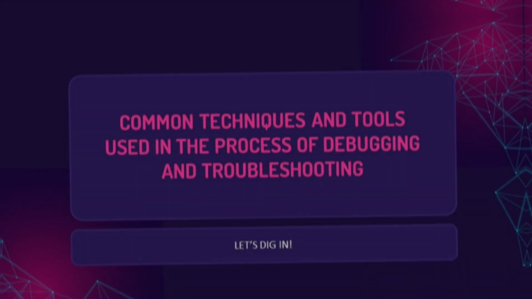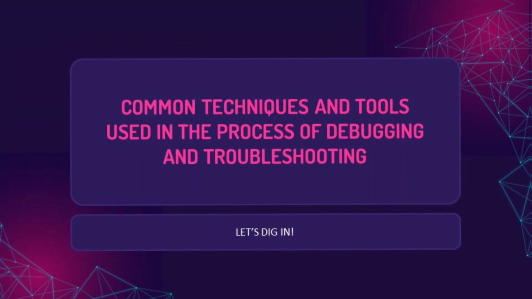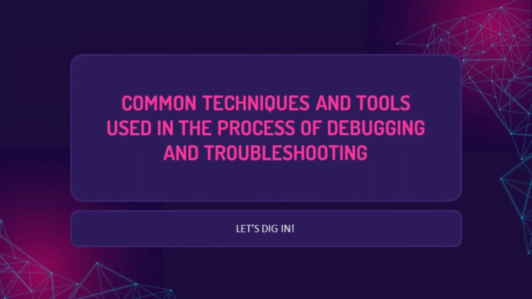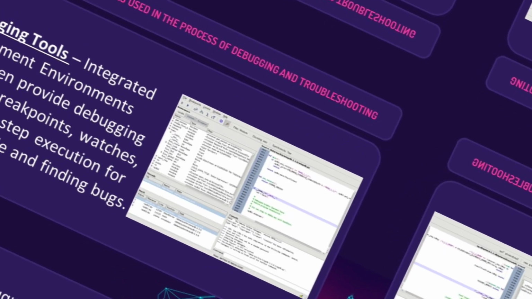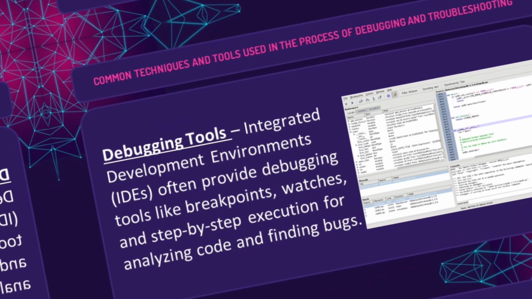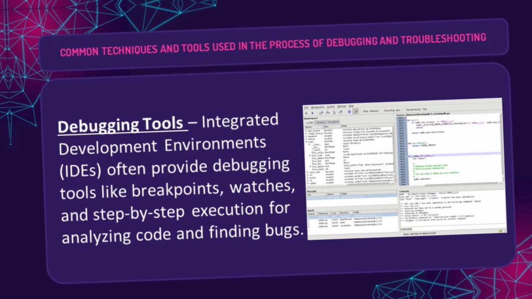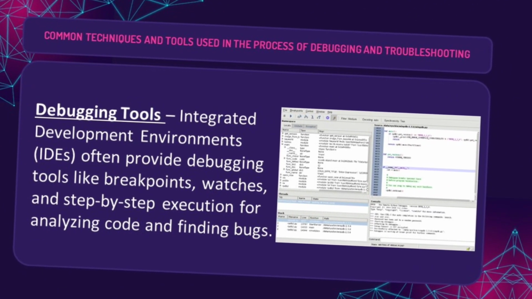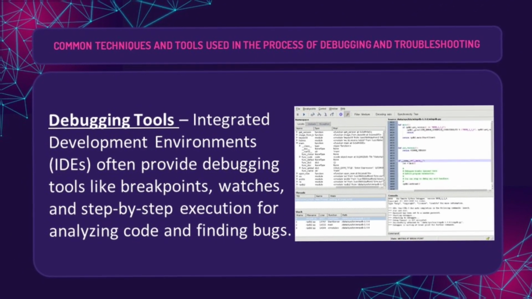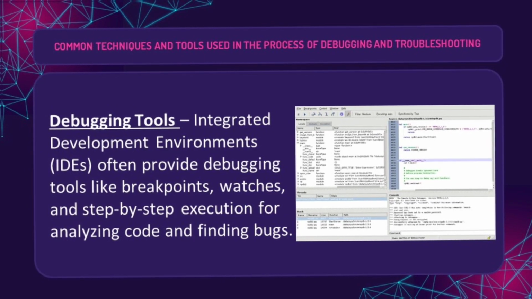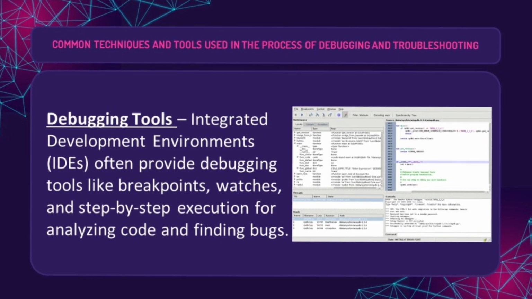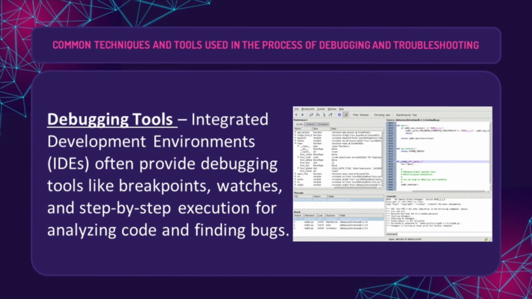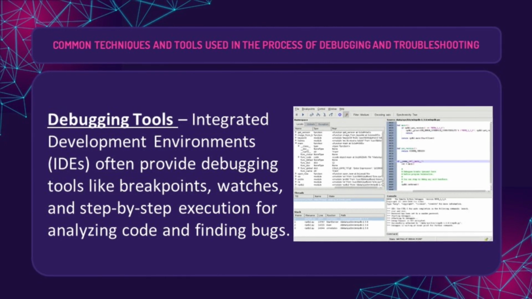So now, let's proceed to common techniques and tools used in the process of debugging and troubleshooting. First is debugging tools. Integrated Development Environments, or IDEs, provide tools such as breakpoints, watches, and step-by-step execution for examining and debugging code. Profiling tools can help identify performance bottlenecks.